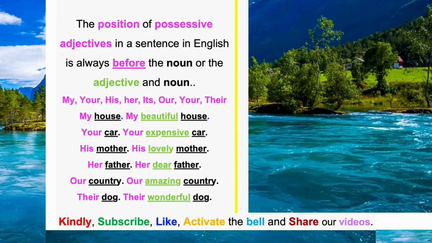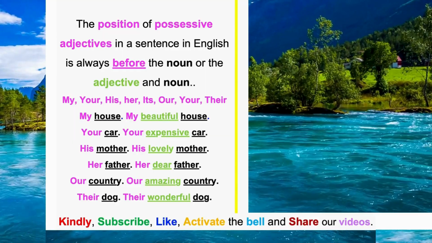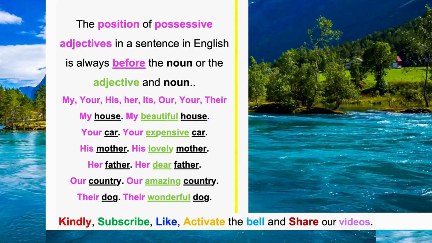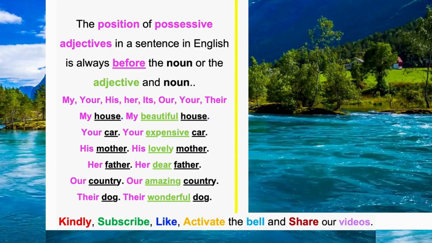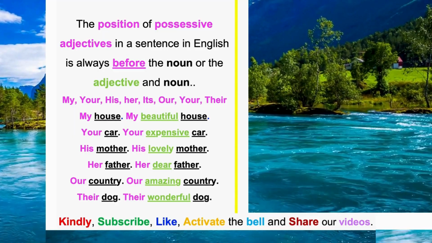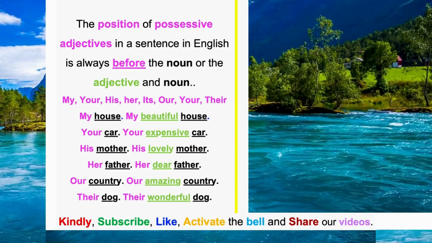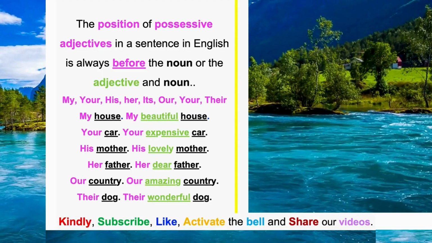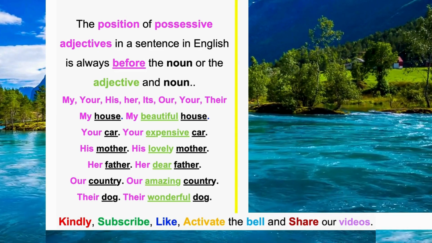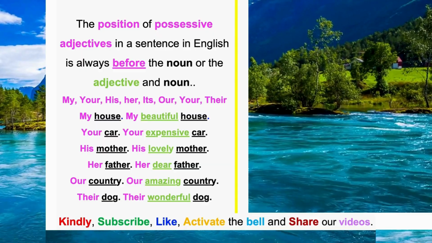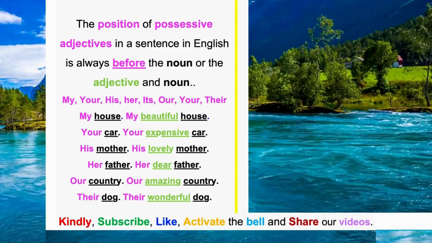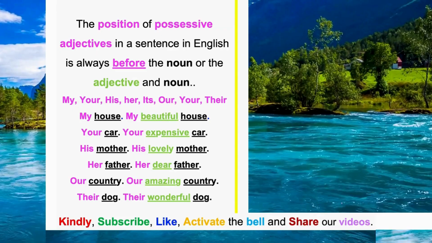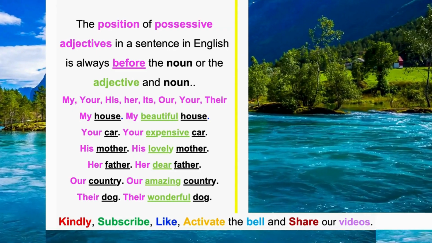Now, the position of possessive adjectives in a sentence in English is always before the noun, if we have just a possessive adjective and a noun, or if we have an adjective and a noun, we can also use possessive adjectives. Possessive adjectives are my, your, his, her, its, our, your, their. So remember, they come with nouns or adjective and nouns and not with verbs. With verbs we have just subject pronouns and object pronouns. Subject pronouns always come before the verb. Object pronouns always come after the verb.